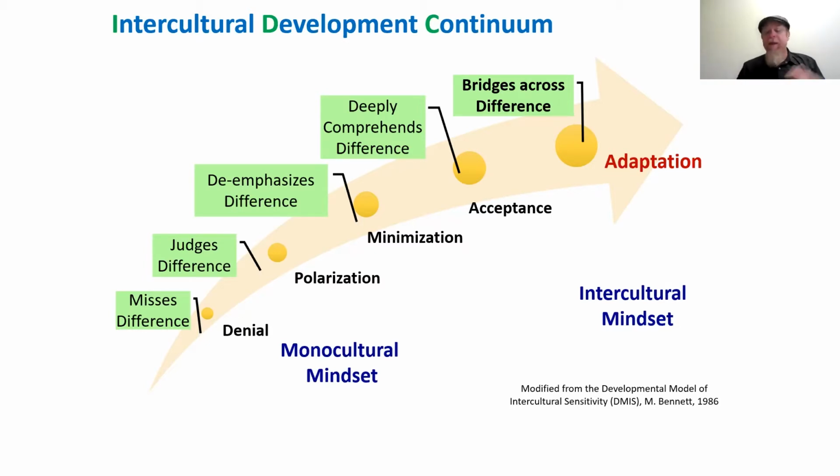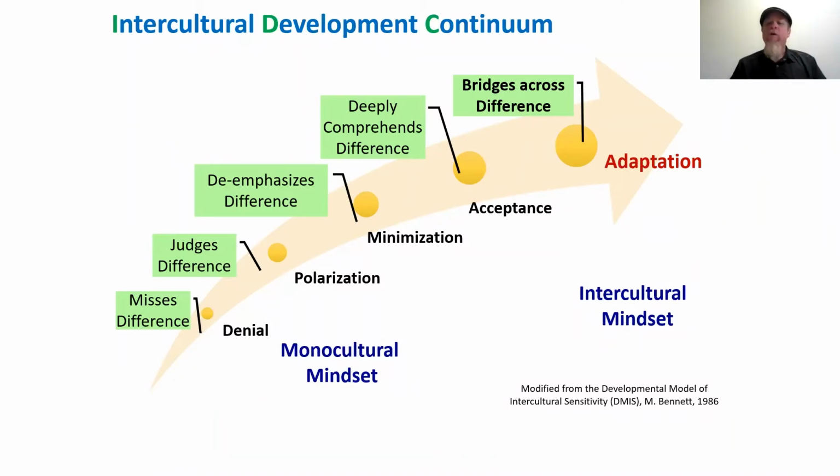So in the middle, we have minimization, and that's a group of individuals who want to de-emphasize difference. They want to go along to get along. They want to fit in with a group and find the similarities, and at the same time not really look for the differences. And there's a lot of adaptation and reasons why people might do that.